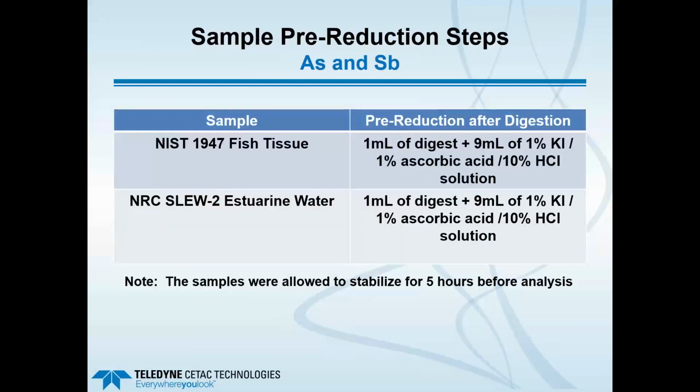So again, we have to do first the digestion of the two samples, and then we have to do the sample pre-reduction steps. So then the digest of both the fish tissue and the estuarine water are reacted with the appropriate pre-reduction reagents. In this case, the potassium iodide, ascorbic acid in HCl, and the samples are allowed to stabilize for 5 hours before analysis.